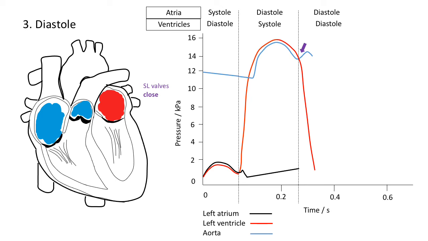And remember, these events are obviously mirrored in the right side as well. So the pressure in the pulmonary artery will be greater than in the right ventricle, so the semilunar valve there will also be closed. So now what I'd like you to do is to continue that line for the aorta. How is the pressure going to continue there?